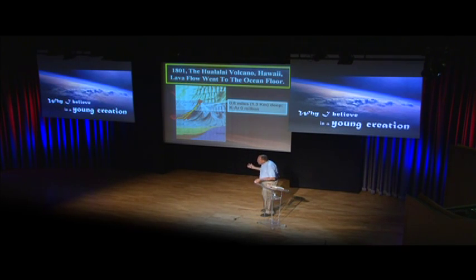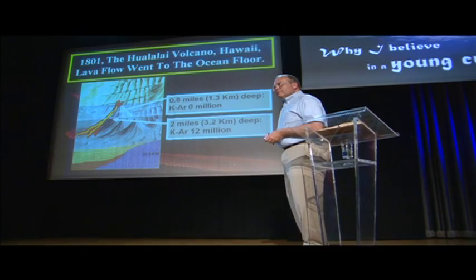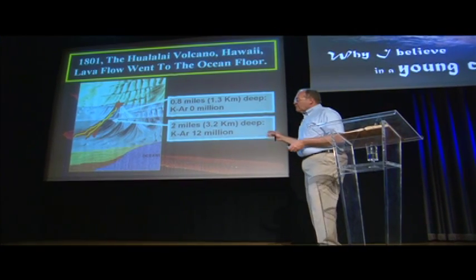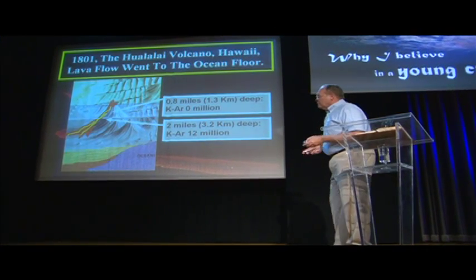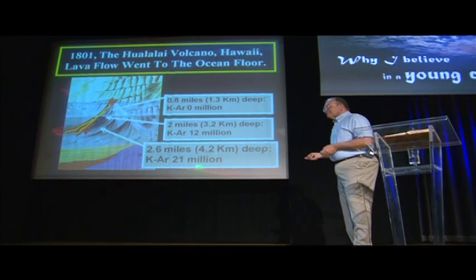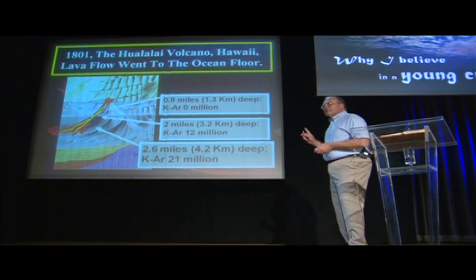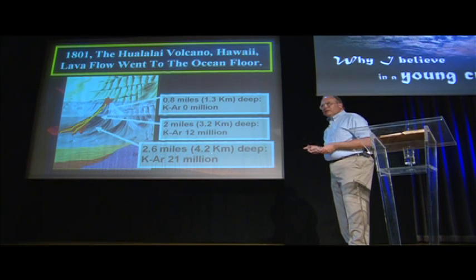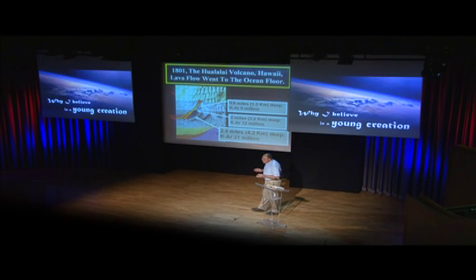We got the bright idea, though. Let's take the robot, let's go down 2 miles, took a sample, got a potassium-argon date of 12 million years. We said, well, that's interesting. Let's send the robot all the way down to the ocean floor, 2.6 miles down, took a sample, got a potassium-argon date of 21 million. I think I see a problem here. How about you? These methods do not work. None of them work. They all start with 5 false assumptions or 7 false assumptions, and none of them work.